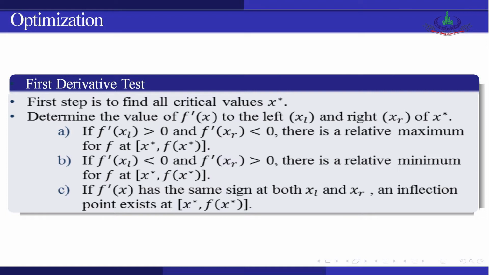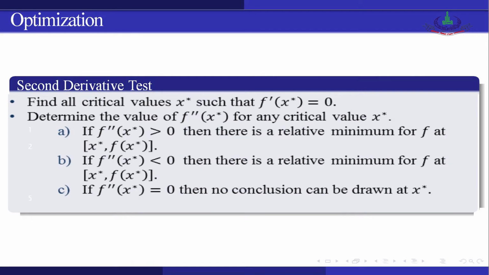The second case is if f prime of xl is negative and f prime of xr is positive, then there is a relative minimum for the function f at the point x star, and it is f of x star. The third case is if f prime of x has the same sign at both xl and xr, then an inflection point exists at the point x star. Dear students, now we define the second derivative test.